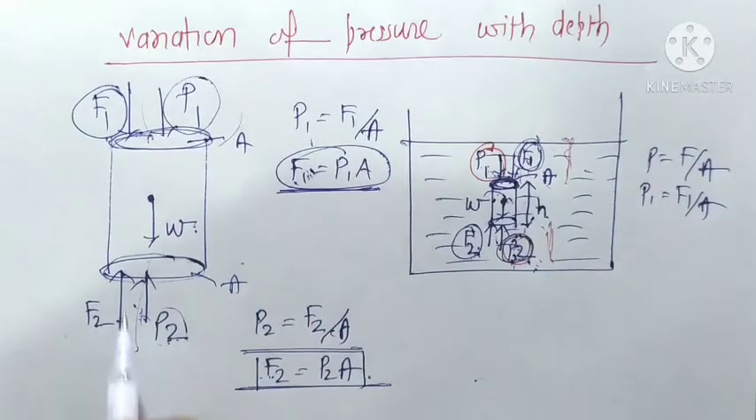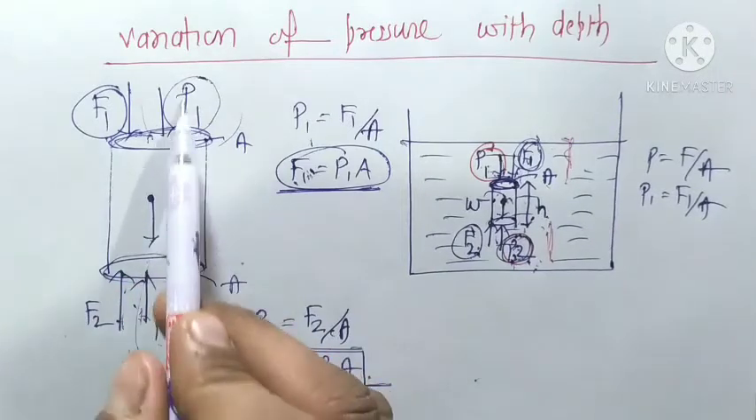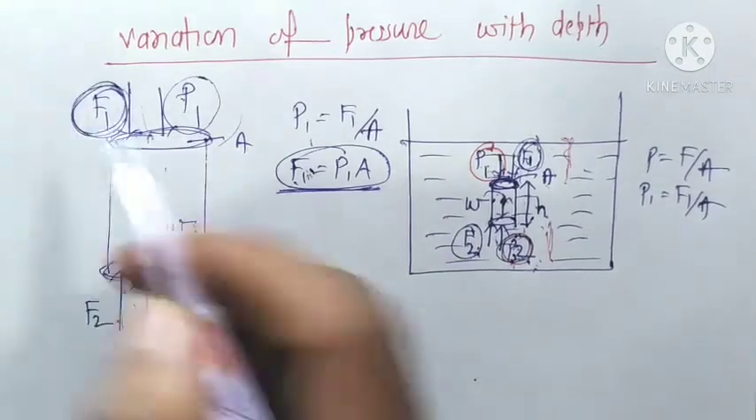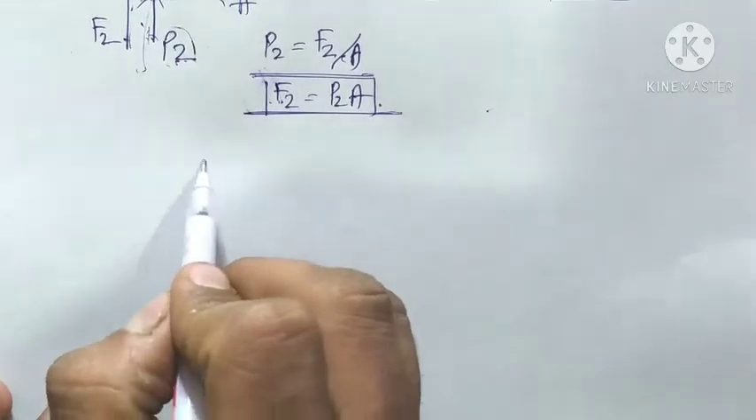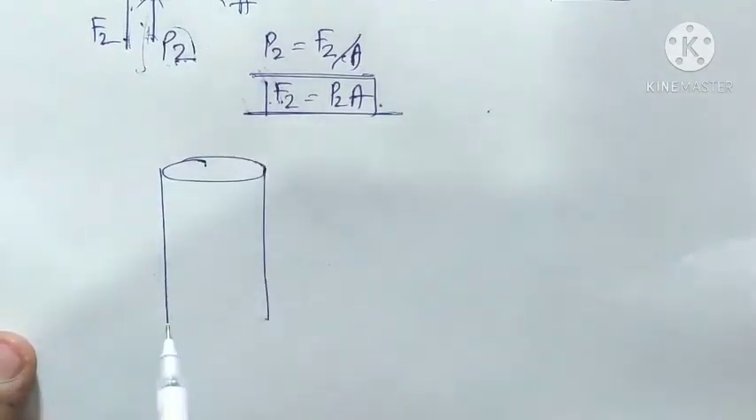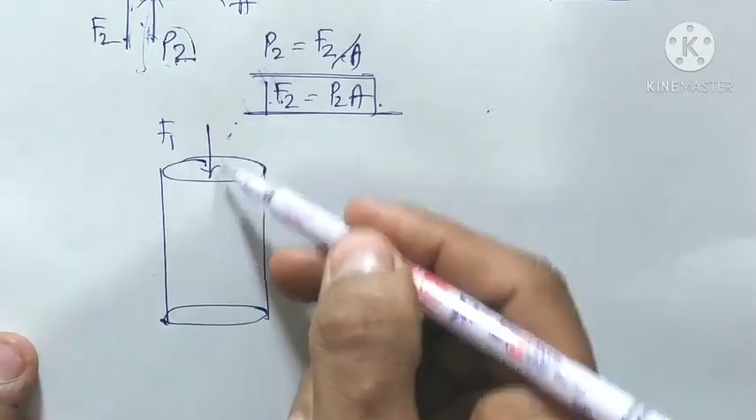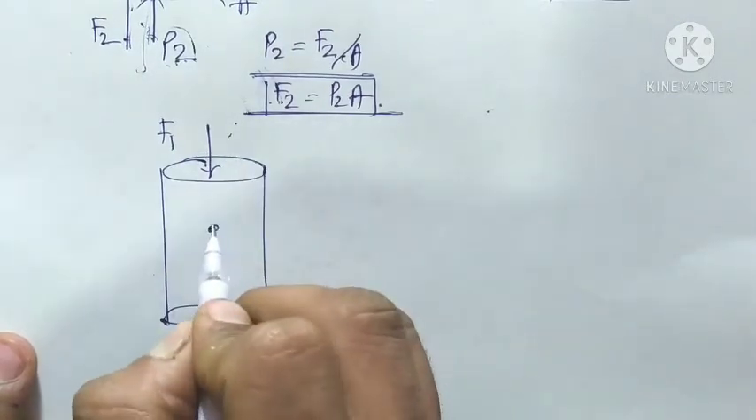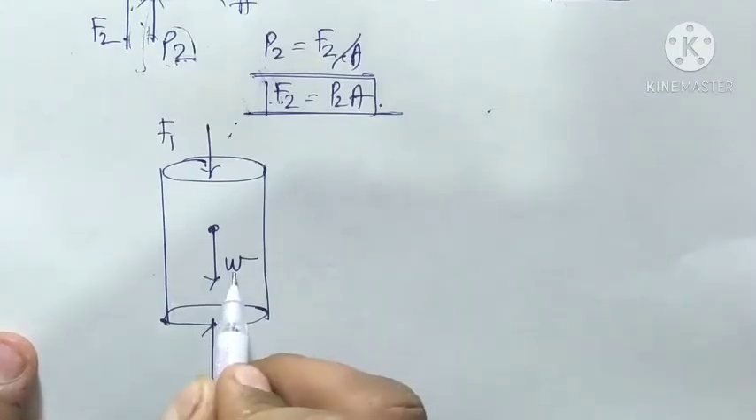Now, how much force works in the downward direction? There are two forces which work vertically downward: this F1 and the weight of this body. So now you see this is our body. F1 works vertically downward, the weight of this body works vertically downward, and F2 works vertically upward.